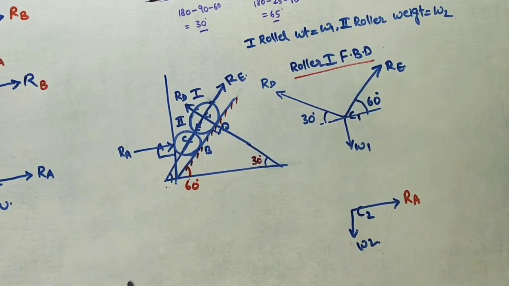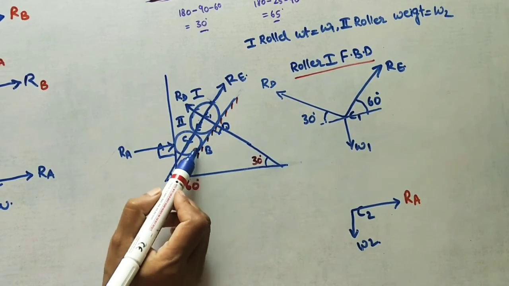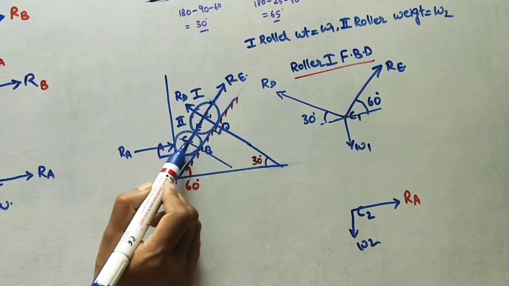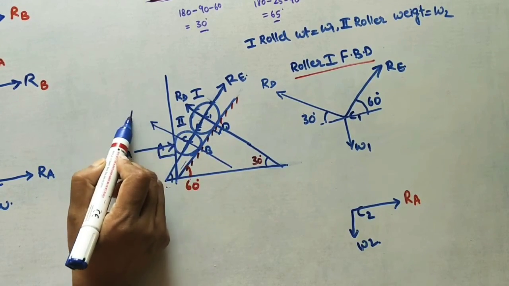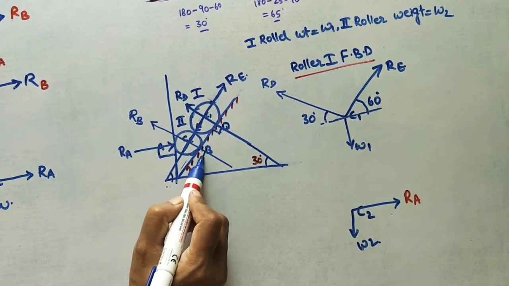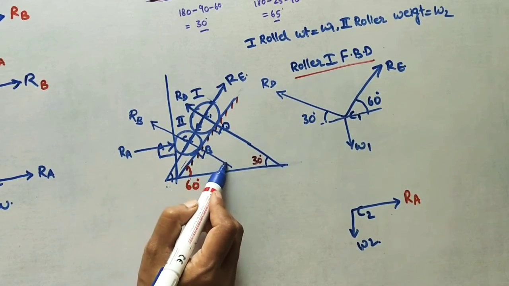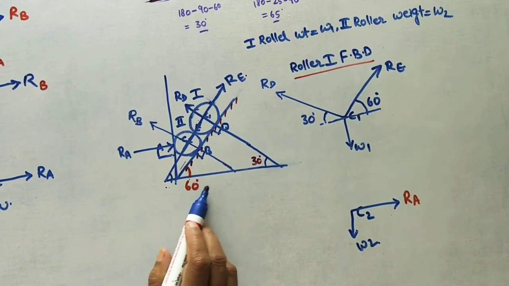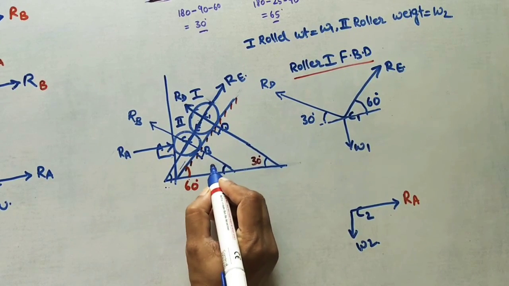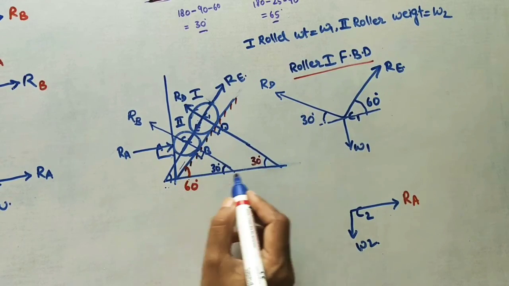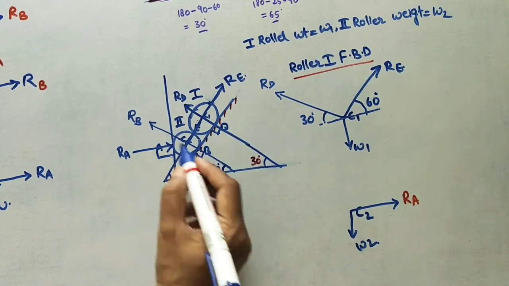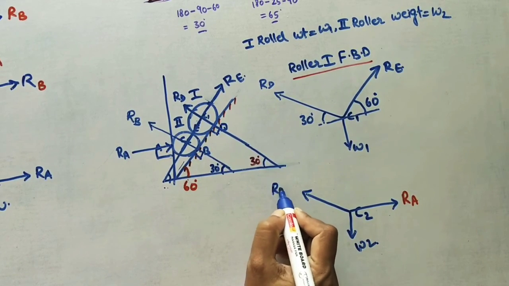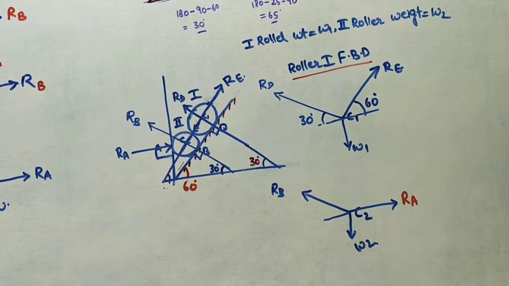And then what is the next contact point? B point. At B point, perpendicular to this surface, RB is acting like this. It is perpendicular to the surface. How much angle is it making? This is 90, this is 60, and this angle is 30 degrees, same as this triangle. So this RB is making 30 degrees with the horizontal. Just draw the line here, mark RB. How much angle is it? 30 degrees.